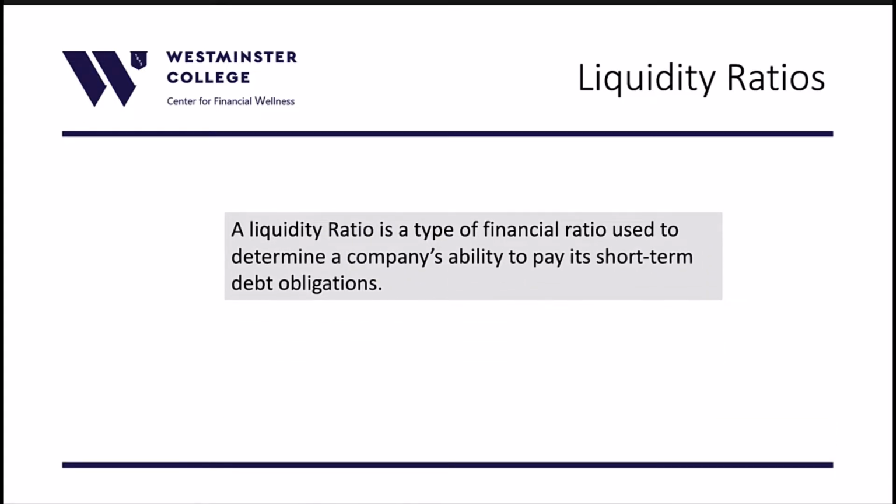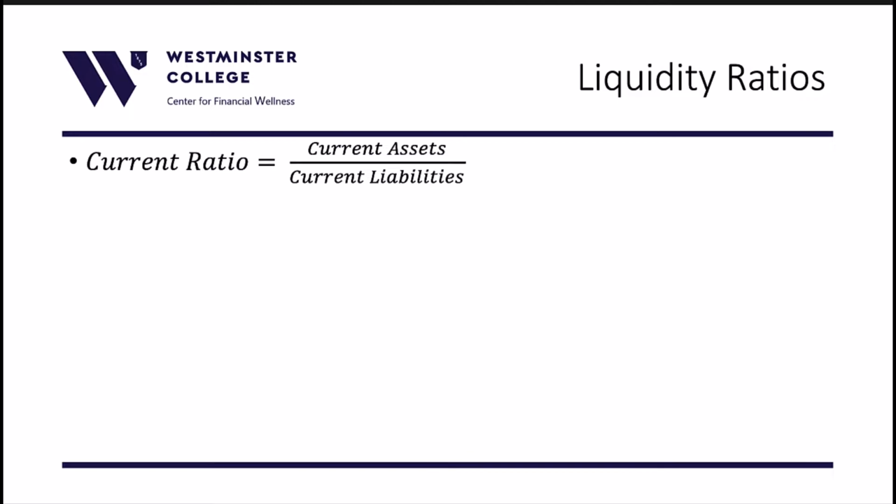So what is the liquidity ratio? It's a type of financial ratio used to determine a company's ability to pay its short-term debt obligations. We'll go over a few different ratios here, but there are plenty more. So the first one we'll go over is your current ratio. As its name would suggest, you're going to take your current assets and divide it by your current liabilities.